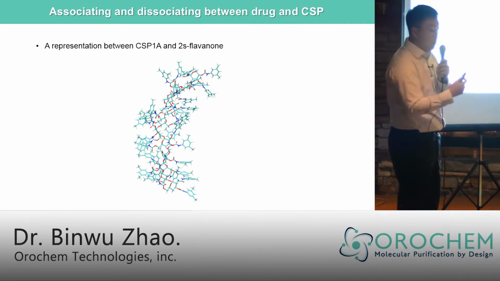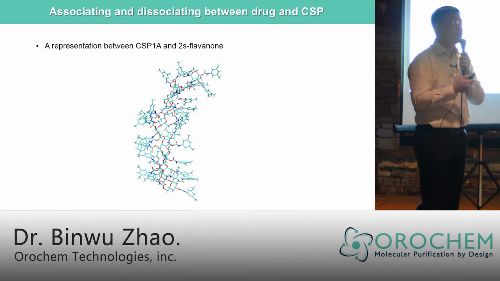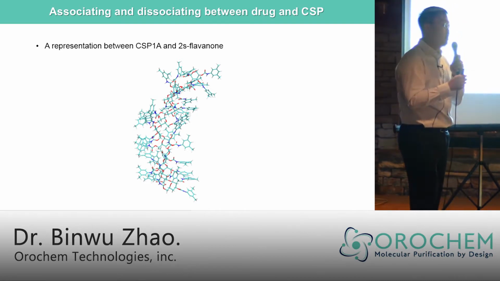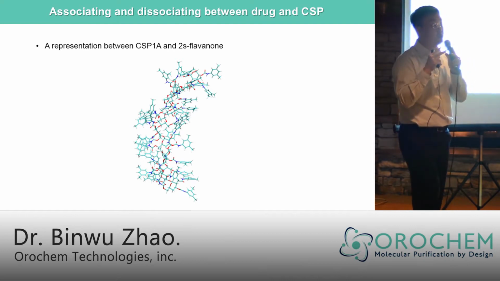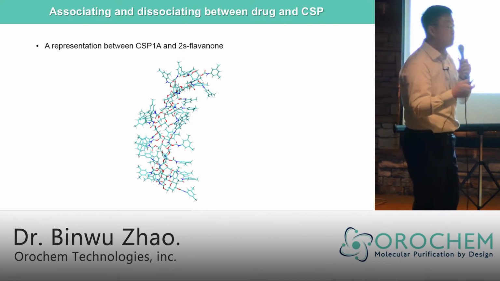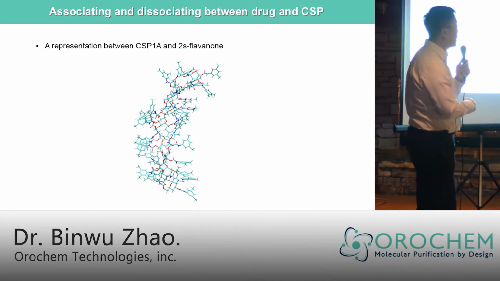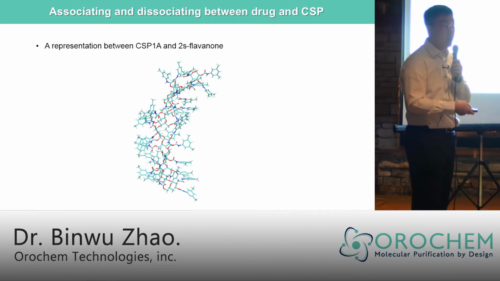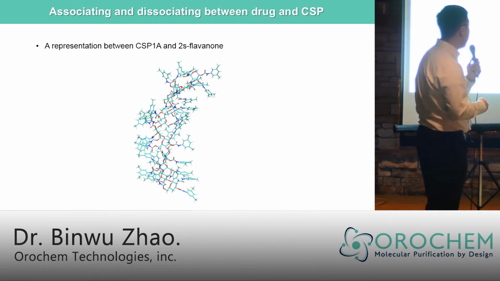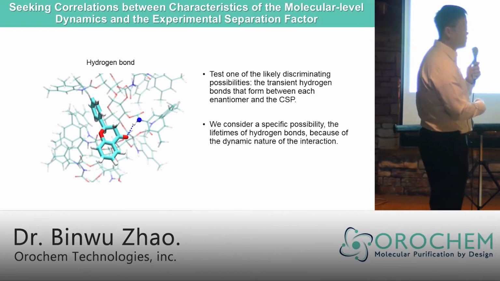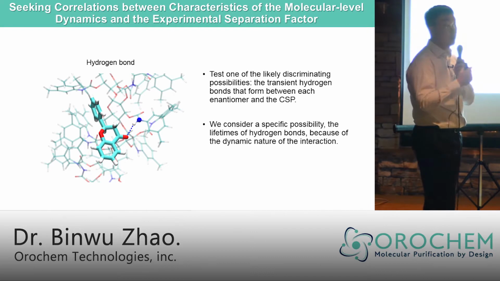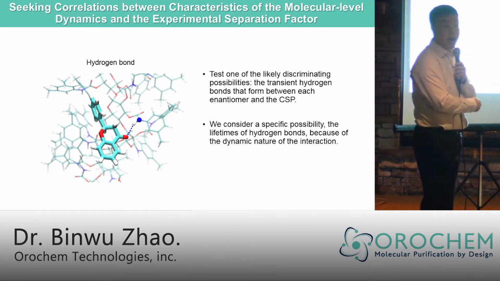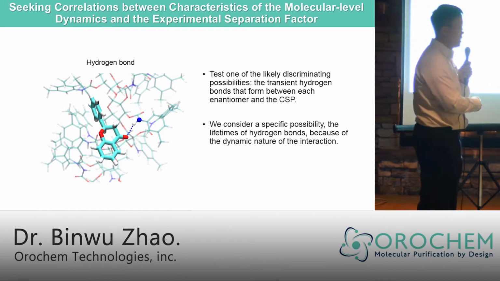So for the three-point mechanism that Dr. House described, when you have a CSP and a drug molecule, normally you will have a three-point mechanism, and two of them are contributed by the hydrogen bonding. And we would think that hydrogen bonds are really important in determining the selectivity of drugs by the CSP. And also from the last video that we showed here, when we look at the interaction between the drug and the CSP, we saw a constant hydrogen bond forming between atoms on CSP and atoms on drug.